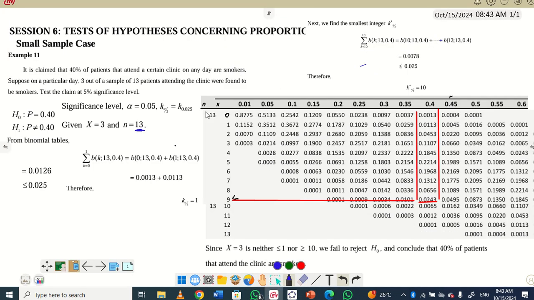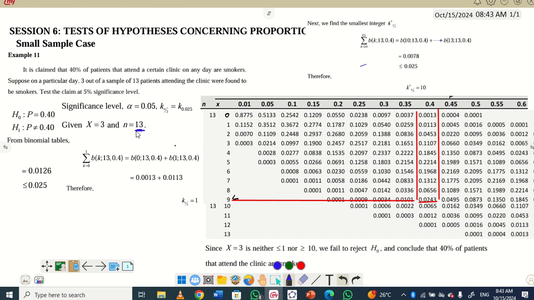With n is equal to 13, you can see that the first x value is 0, 1, 2, 3. It goes on and on up to 13. So where n is equal to 13, the x values also range from 0 to 13. When n is equal to 14, x will range from 0 to 14. So always x is ranging from 0 to the n value. Let's take note of that. So that is for the n.